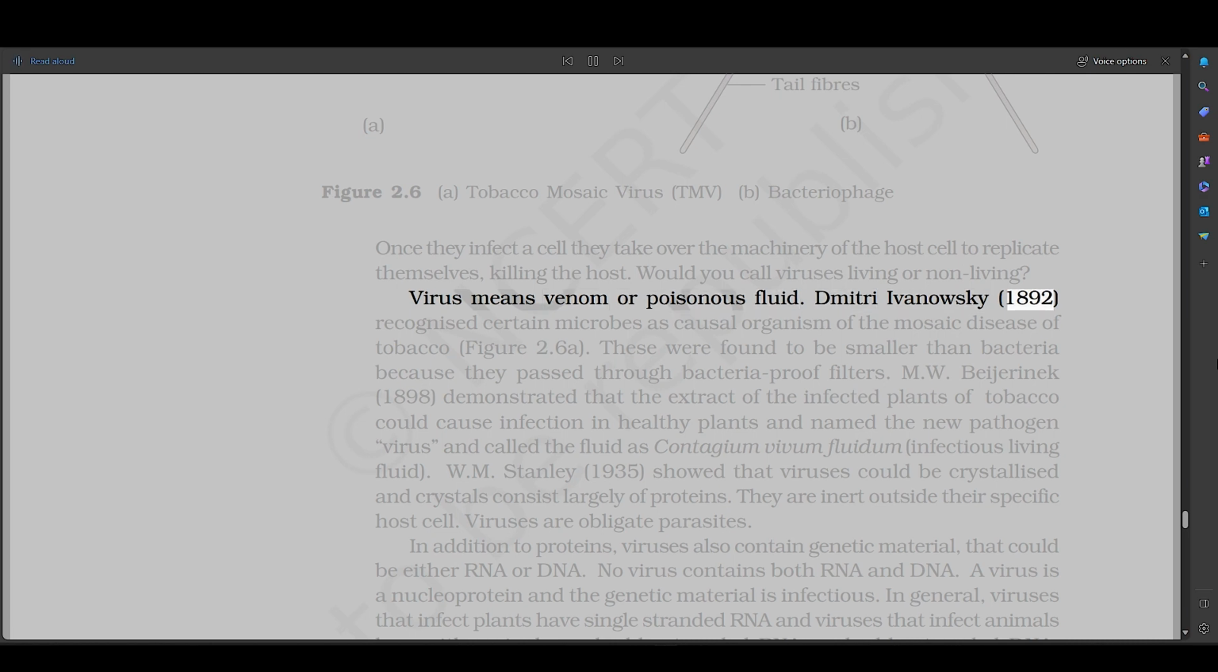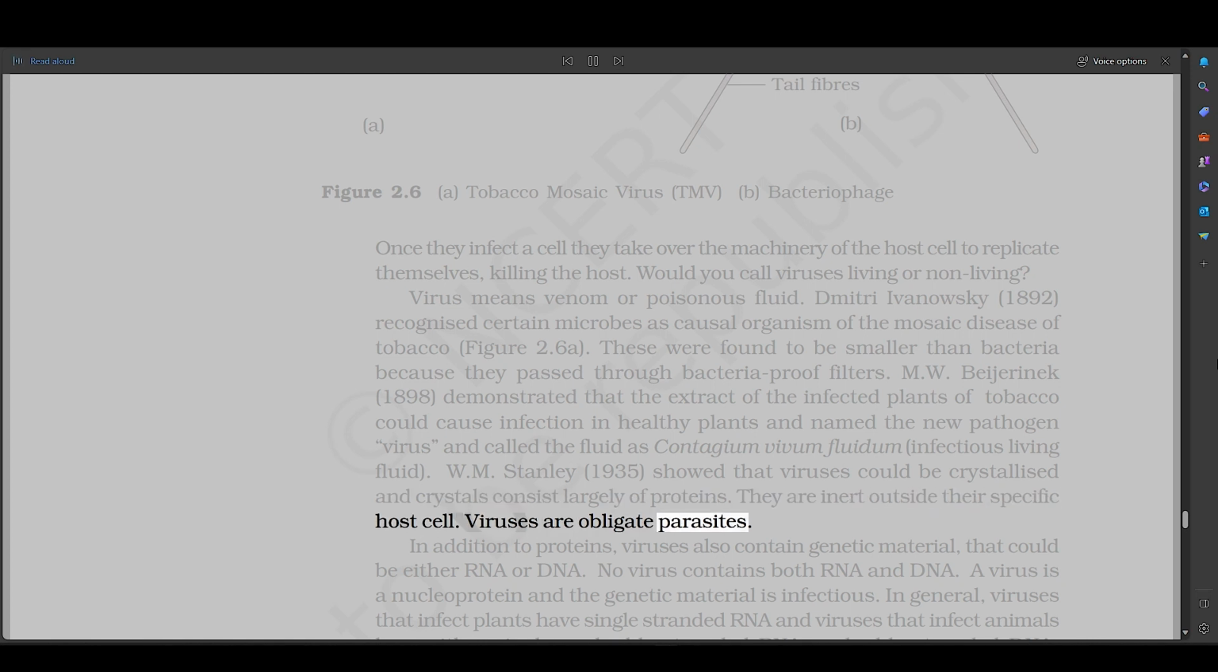Dmitri Ivanovsky, in 1892, recognized certain microbes as the causal organism of the mosaic disease of tobacco, figure 2.6a. These were found to be smaller than bacteria because they passed through bacteria-proof filters. M.W. Beijerinck, in 1898, demonstrated that the extract of the infected plants of tobacco could cause infection in healthy plants and named the new pathogen virus and called the fluid Contagium vivum fluidum, infectious living fluid. W.M. Stanley, in 1935, showed that viruses could be crystallized and crystals consist largely of proteins. They are inert outside their specific host cell.